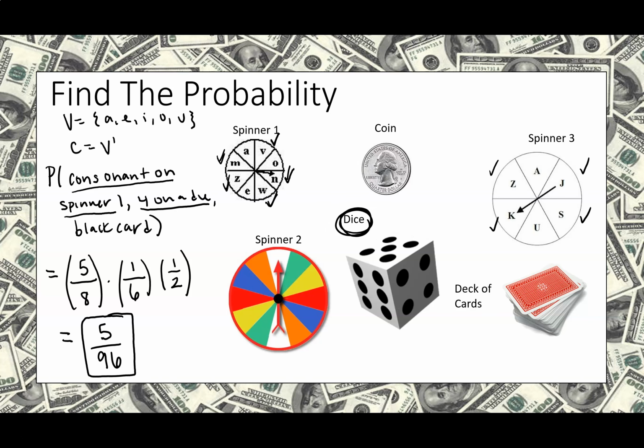And notice they are all independent probabilities because what you spin on spinner 1 does not impact the card that you pick or what you roll on your die. So in theory, we can calculate probability for independent events by just multiplying their probabilities across. But you got to make sure that they're independent events when you use this method.